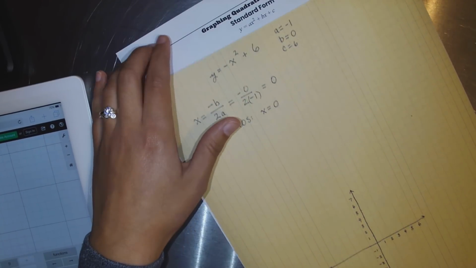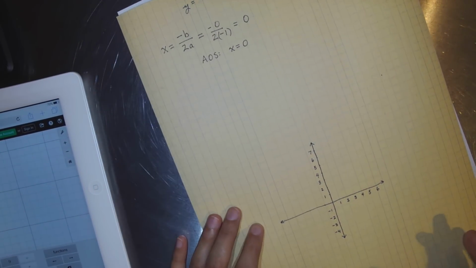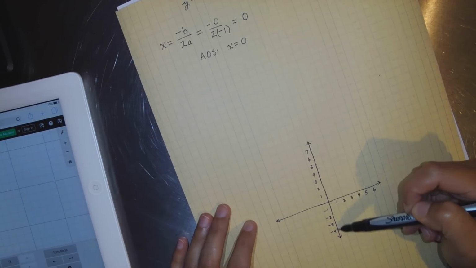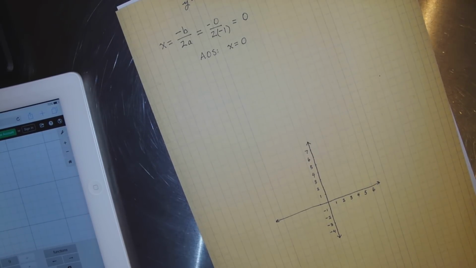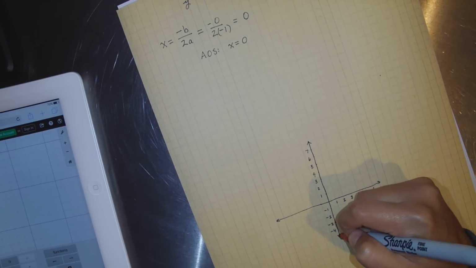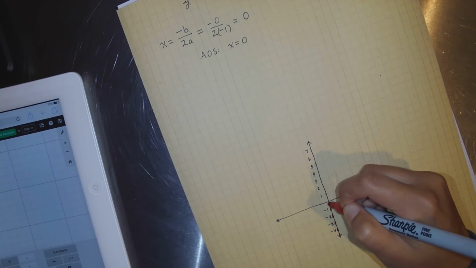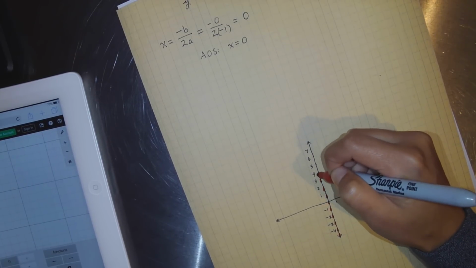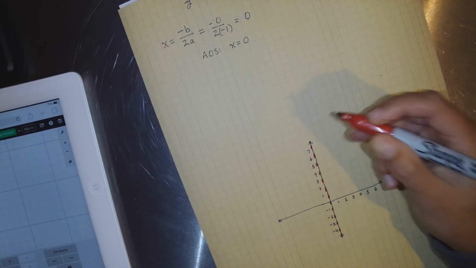Okay, so looking at our graph, x equals 0 is the y-axis. So I'm just going to do a dashed line over the y-axis because that's our axis of symmetry.